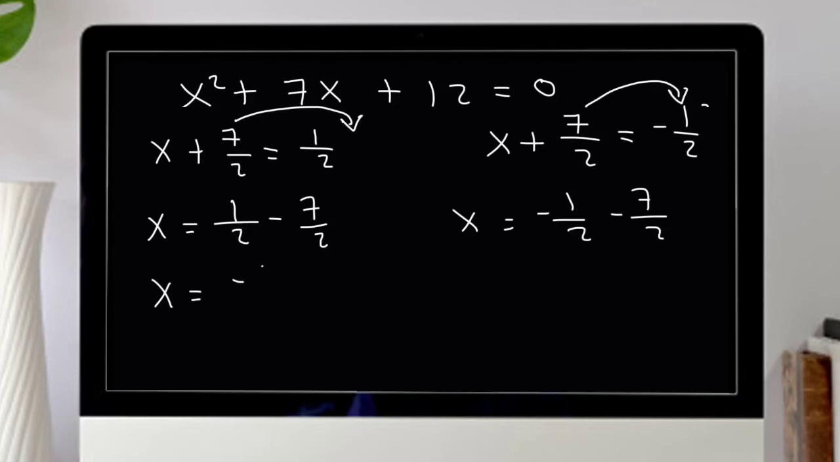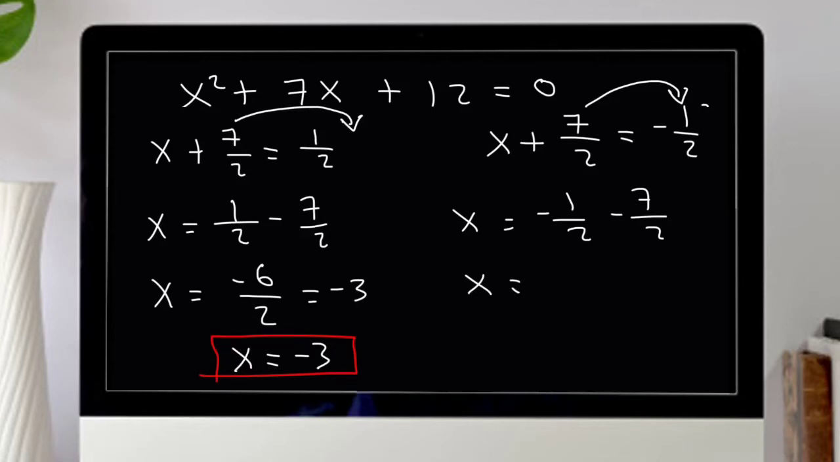So 1 minus 7 is negative 6. Negative 6 divided by 2 is negative 3. So we get our first answer, x is equal to negative 3. For the second one, negative 1 minus 7 is negative 8. Negative 8 divided by 2 is negative 4. So the second answer is x is equal to negative 4. So that's it for this particular quadratic equation. That's how you can solve it.